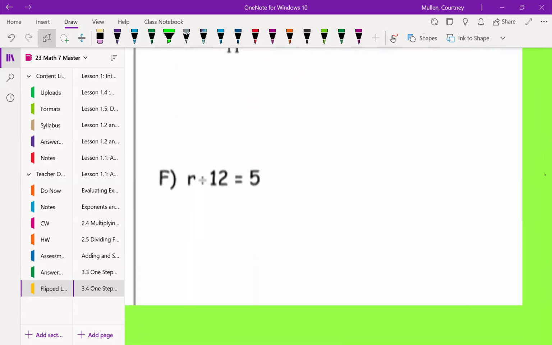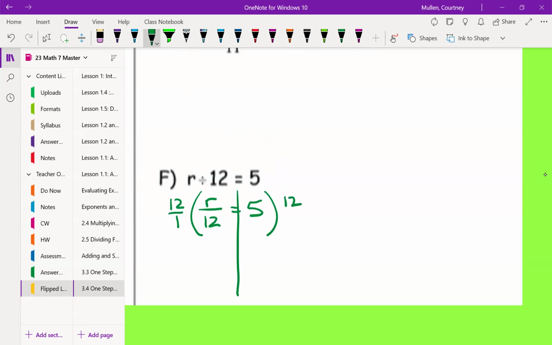Now, F, we see that we have the division symbol. So the first thing we're going to do is rewrite it as a fraction. Since R comes first, it's the dividend or the numerator. Since 12 comes second, it's the denominator or the divisor. And now our problem is set up just like before. Line down the middle of your equal sign. Put the whole equation in parentheses, and let's multiply by the denominator over 1. The whole point is that our denominators divide out, leaving us with R equal to 60 as our solution.